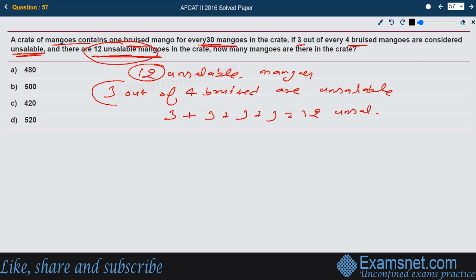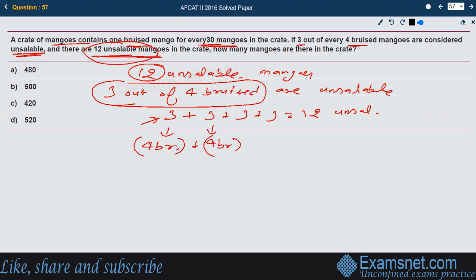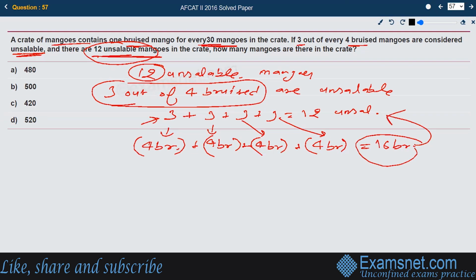And he said 3 is taken out of every 4 bruised. So for giving you 3 unsellable mangoes, there would have been 4 bruised mangoes for this patch. Similarly, 4 bruised mangoes for this 3, and similarly 4 bruised mangoes for the last 3 also. So to give you 3, 3, 3, 3, there would have been 4 plus 4 plus 4 plus 4, that is in all 16 bruised mangoes. 16 bruised mangoes will be able to give you 12 unsellable mangoes, as 4 bruised mangoes gave you 3, so 16 have given you 12.